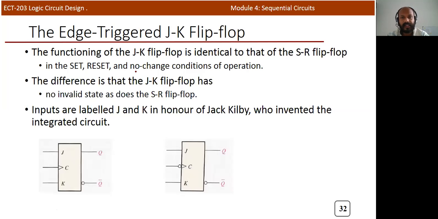So now we'll discuss the JK flip-flop. JK flip-flop is similar to SR flip-flop for the set, reset, and no change conditions. But in the case of SR flip-flop, there is one invalid condition, that is 1 1. In the case of JK flip-flop, there is a valid output for this 1 1 input. That's the only difference. So there is no invalid state in the case of JK flip-flop. Two cases you can see: one is a positive edge triggered and another one is a negative edge triggered clock.